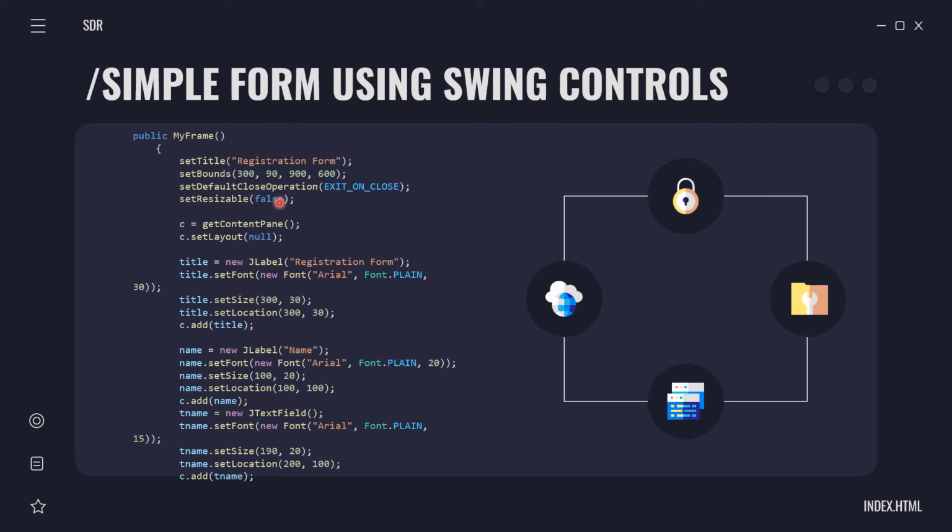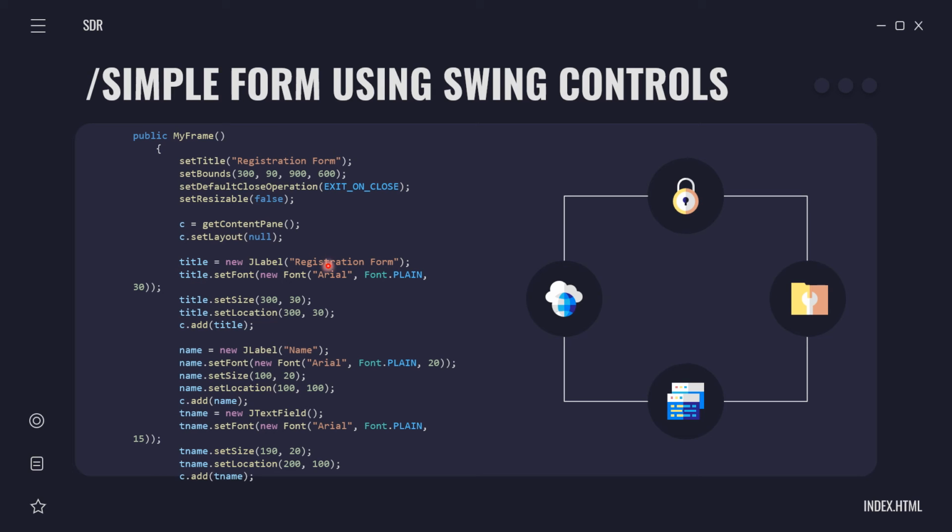We are giving a default close operation where, if we click on the X component, it exits on close. So if we click on this, it will close the whole application. We are also setting resizable as false, so that the frame is a fixed size and cannot be resized. As we have already defined all the objects, we are using the objects here to define this.